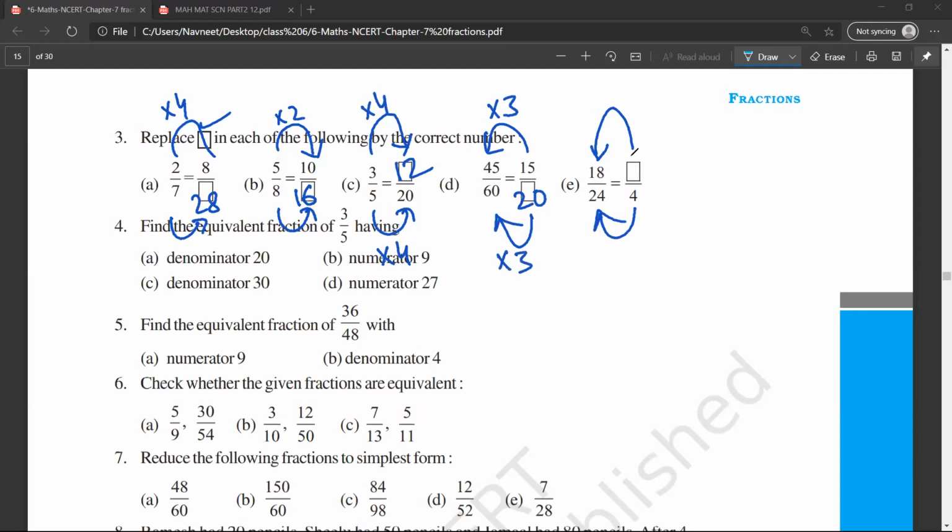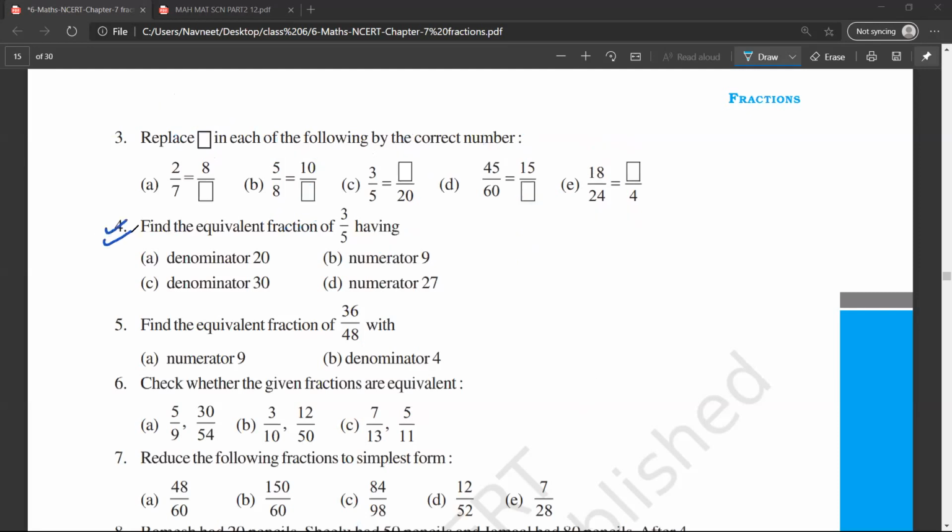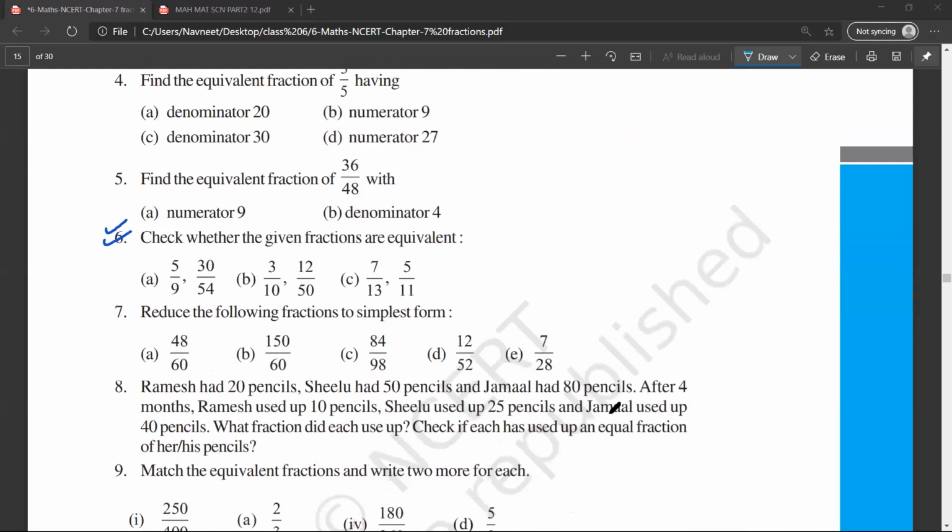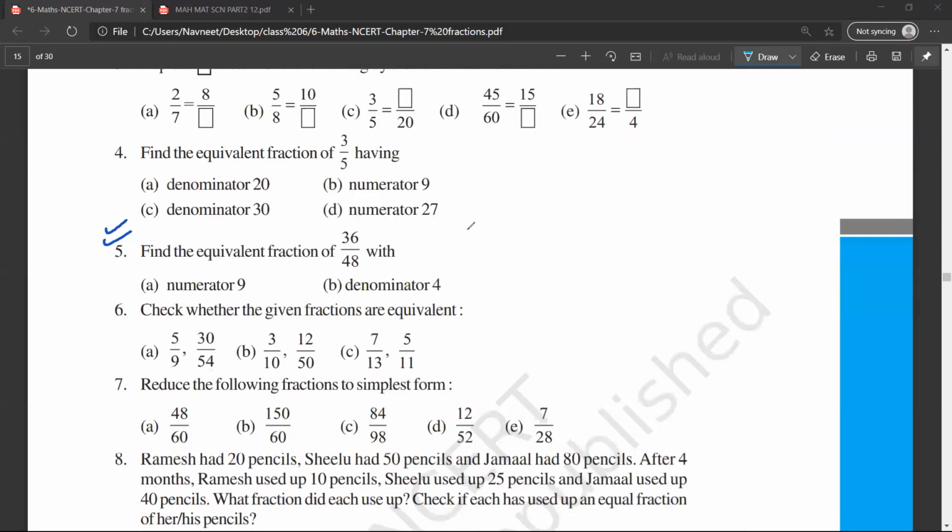Perfect. What should I write here? 3 by 4. So 4 6s are 24. So something multiplied by 6 should be 18, and that should be 3. Is there any confusion? No, sir. Perfect, sir. Question 4. 12 by 20. So the denominator is 20. So 5 4s are 20, 3 4s are 12. Correct.